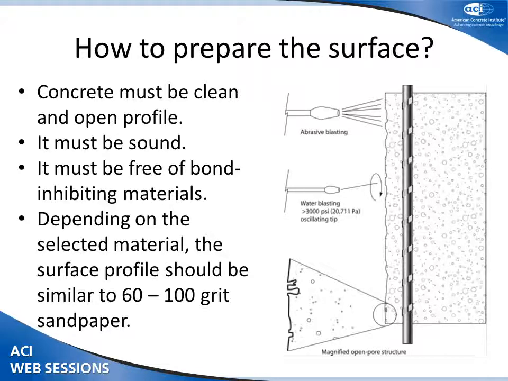So make sure the concrete surface is clean and properly profiled. By that we mean open and porous. Make sure it's sound. Make sure all laitance and bond-inhibiting materials have been removed. If we talk about it in layman's terms, we want to open up that concrete and get a finish around a 60 to 100 grit sandpaper finish.